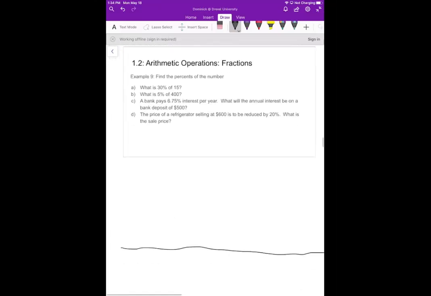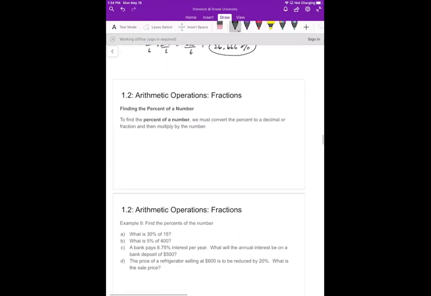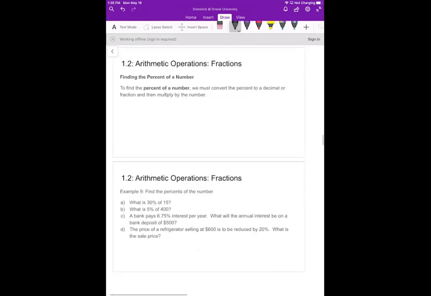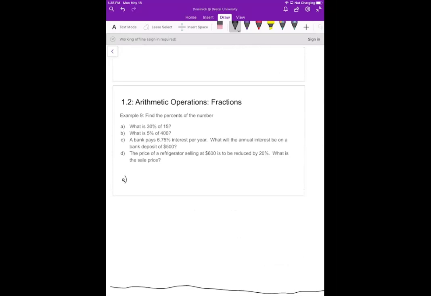Okay, so I think these are the last 2 slides. So now we'll talk about how to find the percent of a number. All right, so if you want to find the percentage of a number, you're just going to convert the percent to a decimal first and then multiply. Okay, so for example, part A, we want to know what is 30% of 15. Right, so 30% I would want to say is 0.30, and then multiply it by 15.